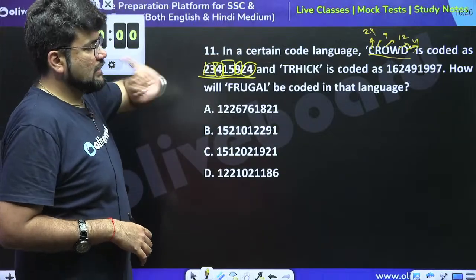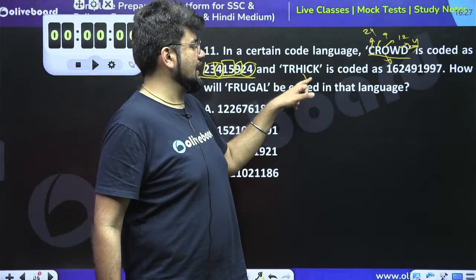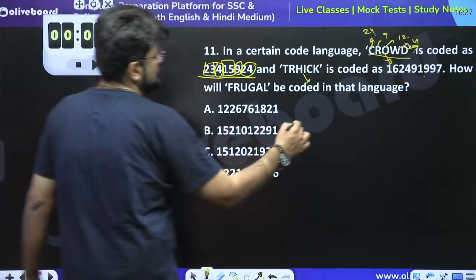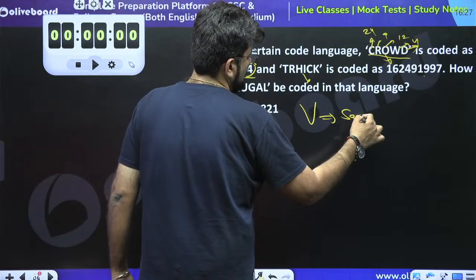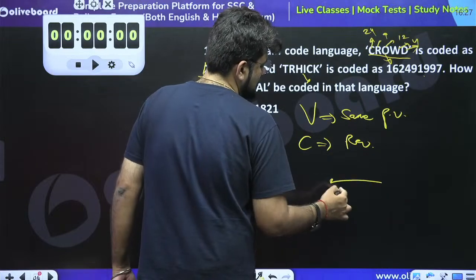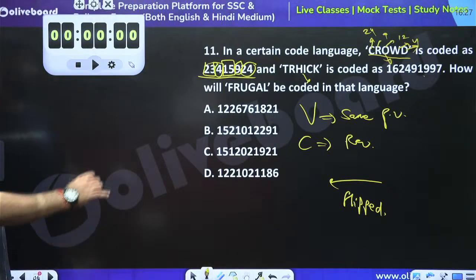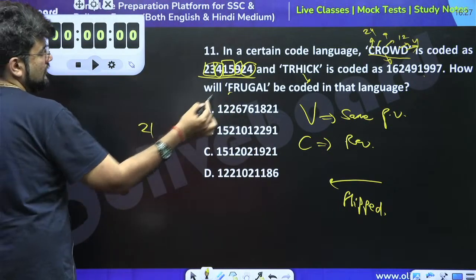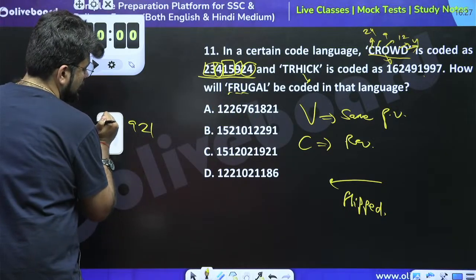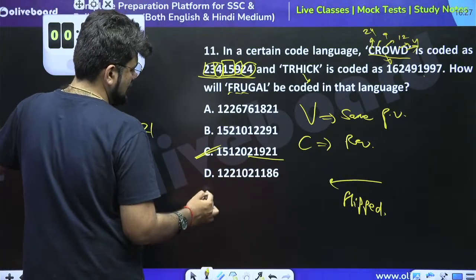Except for O. Now, this can be the middle letter also, so check it here. But there is no middle letter here. But there is I, which is written the same way. Others are all reversed. That means the vowels are written with the same place value, and the consonants are reversed, and the word is flipped. Okay, these are the different logics which are being applied here. So they are asking you the code for frugal. For F we have 21. For R we have 9. For U we will have 21 only because it's a vowel. So 21921 in the end. 21921 is only here. So option C becomes my right answer.